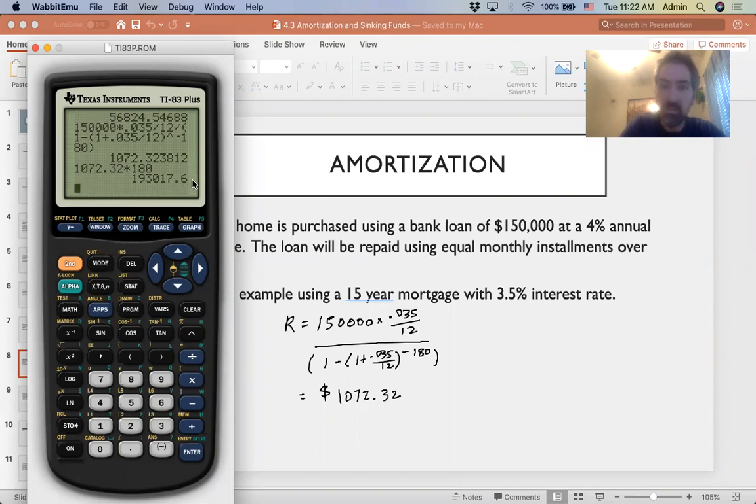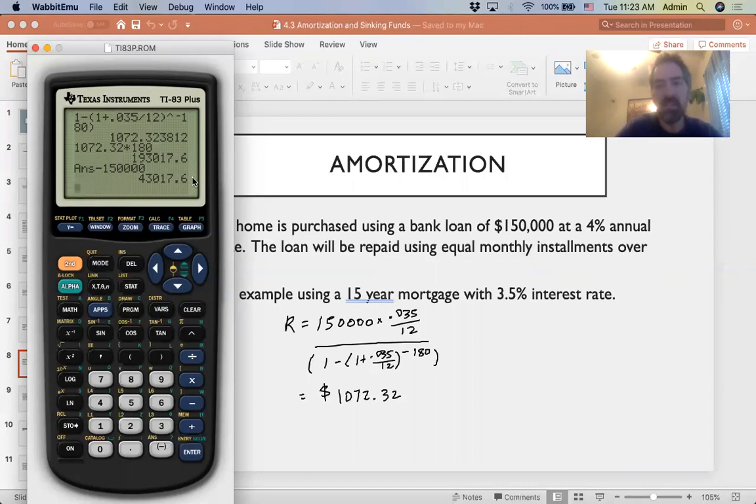That's how much we made in payments. And now, how much did we pay in interest? We subtract the original loan amount, minus $150,000. And this is how much we're going to pay in interest, $43,017.60, right? Compare that to the 30-year mortgage. We paid over $100,000 with a 30-year mortgage just in interest, compared to the 15-year mortgage, we're only paying $43,000, which is still a lot of money, but it's less than half of what we would pay with a 30-year mortgage.